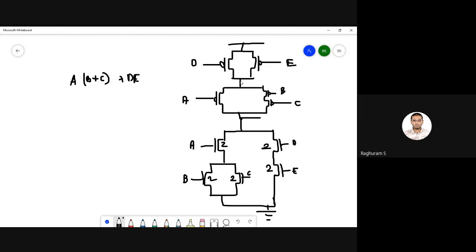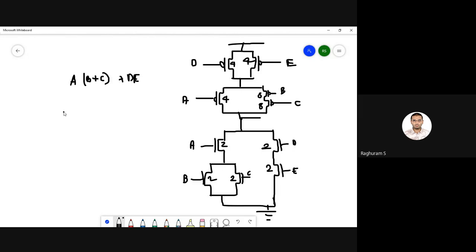Pull-up network will start with the top. Okay, so I have this plus this together should be size of 2, which means that this will become 4, 4. Okay, this will become 4 just like that, and these two will become 8, 8, so that together they become 4. And this is the sizing for all the transistors.